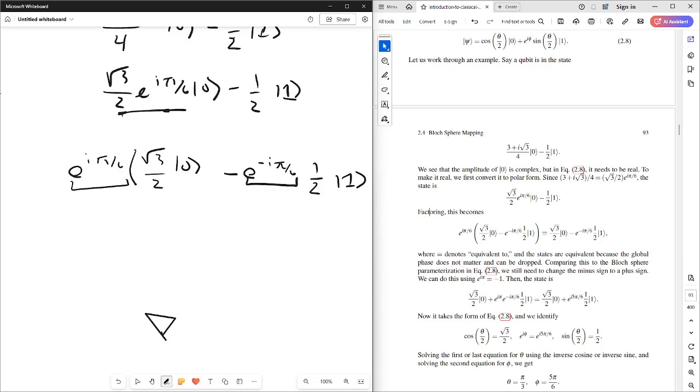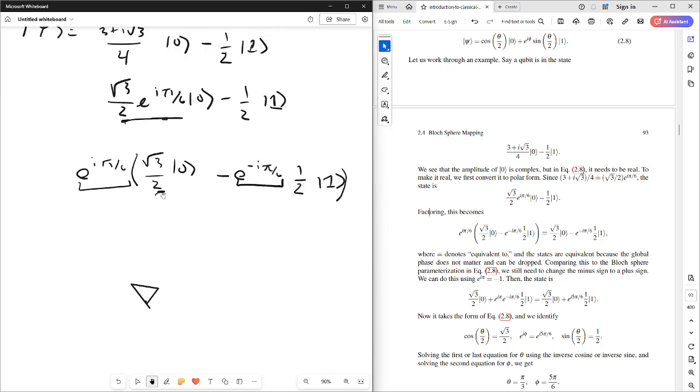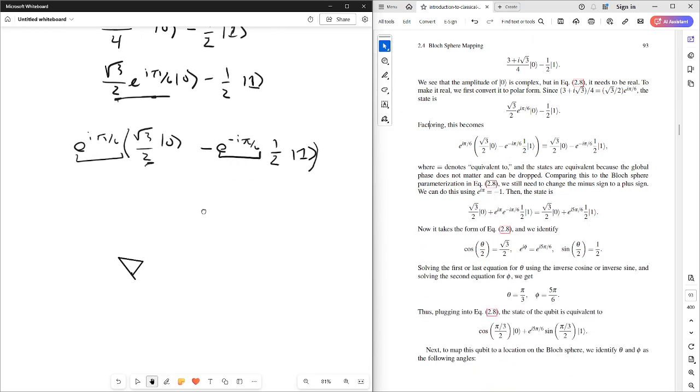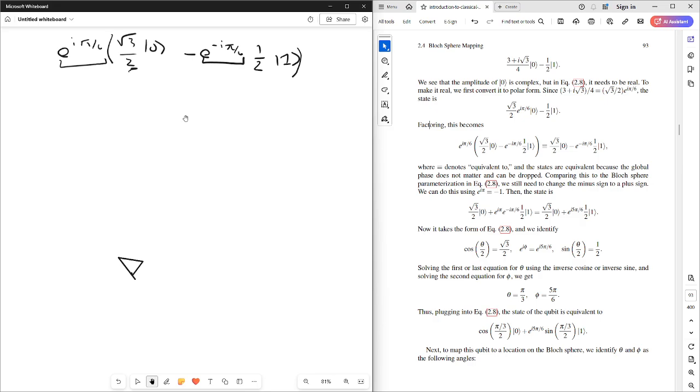And now we have real, positive, complex, and these states are equivalent because we have this global phase, right? So the global phase is irrelevant. So these are equivalent. Okay.